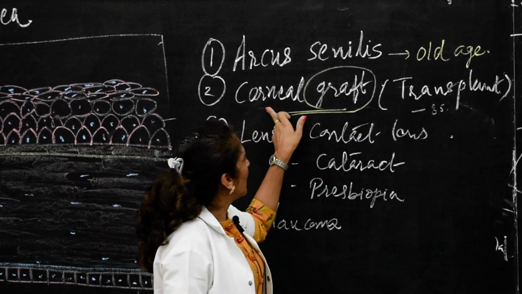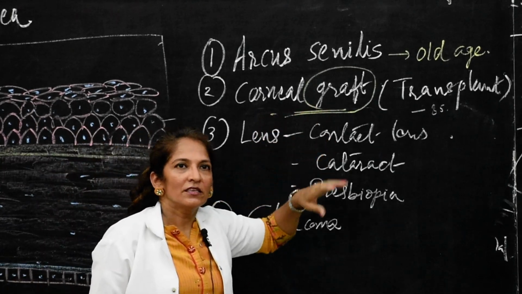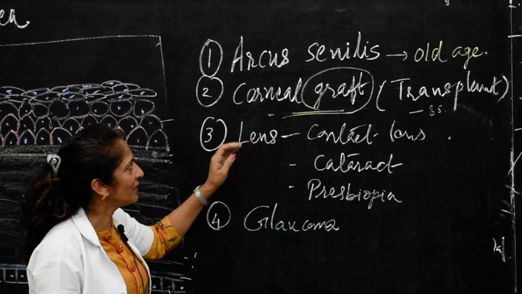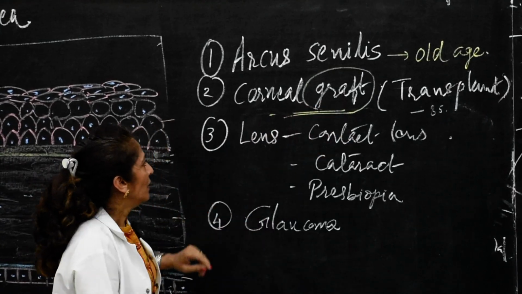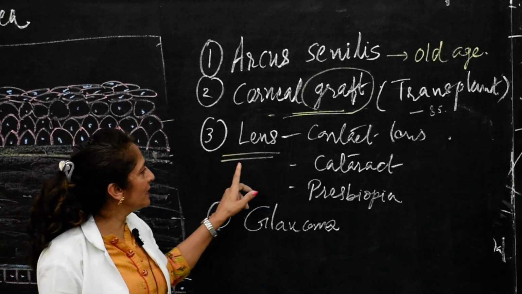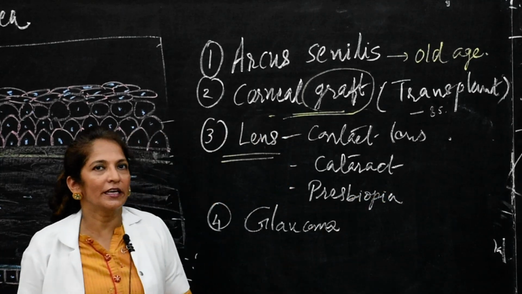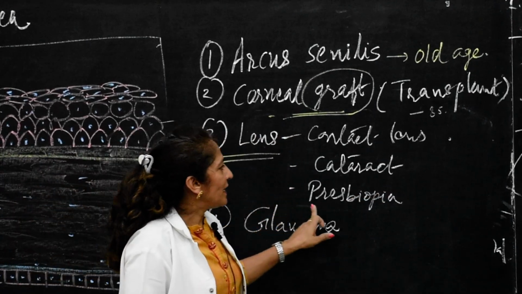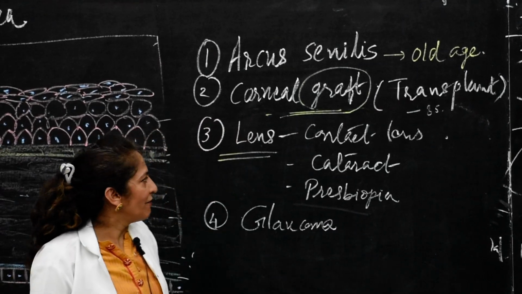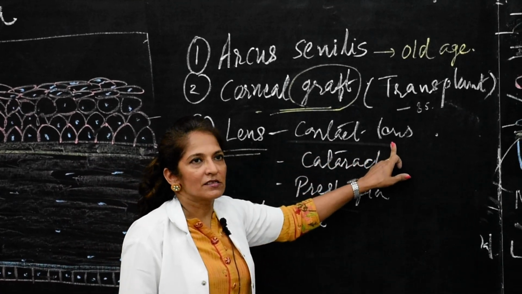Why? Because, as we have seen, the cornea is an avascular structure. So there is no chance of rejection of the grafted tissue because of the absence of blood supply. In relation to the lens, the applied aspect is cataract, which is most common mainly in aged people. Presbyopia is because of difficulty in accommodation.